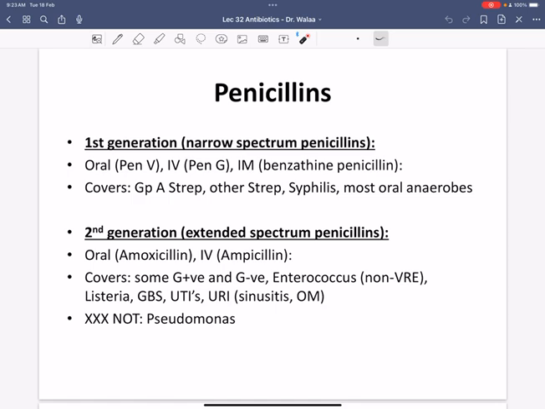They do have excellent coverage against both gram-positive and gram-negative bacteria. However, they don't cover vancomycin resistant enterococcus. They also do cover Listeria monocytogenes and Group B strep, making them the antibiotics to go when we want to cover early onset neonatal sepsis. صح? When we cover early onset neonatal sepsis, the main organism that we are worried about واللي هم most commonly to cause early onset sepsis, Group B strep. صح? And Listeria specifically, it needs to be covered by ampicillin. Okay?